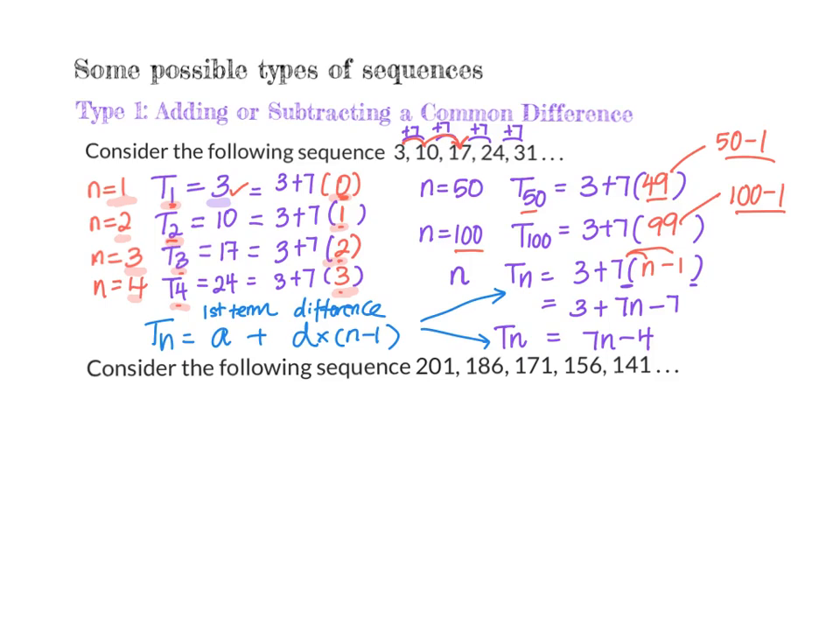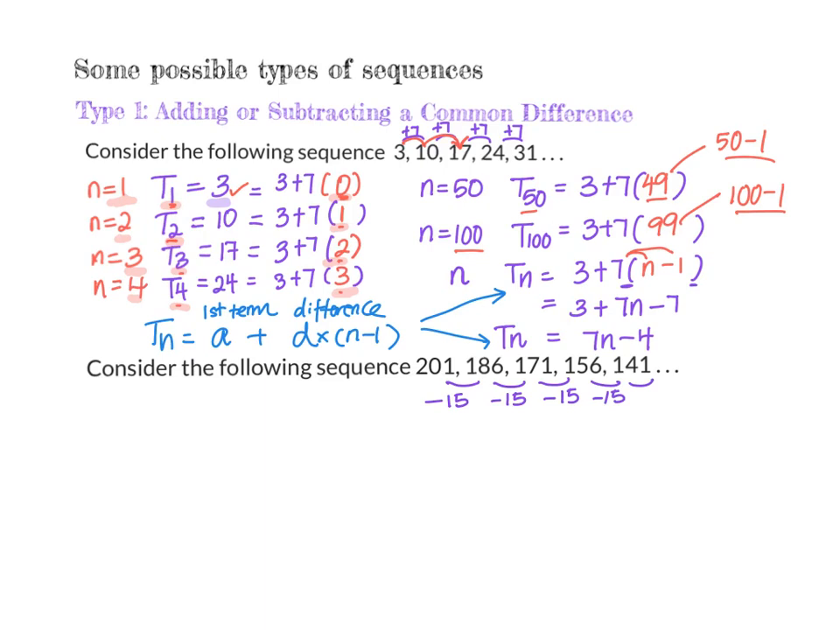Given this question over here, I have the following sequence: 201 to become 186. What is the difference? The numbers are all getting smaller and smaller. So actually I am subtracting a difference of 15. 186 subtract a difference of 15, a difference of 15, and a difference of 15 will give me the next few terms.